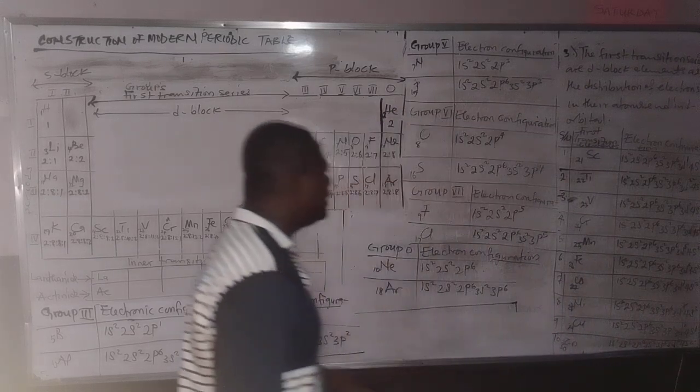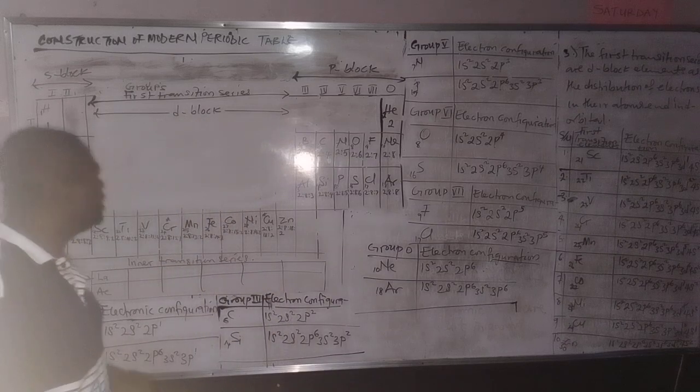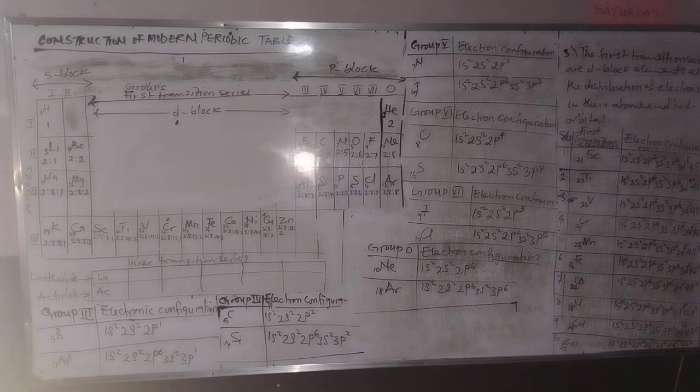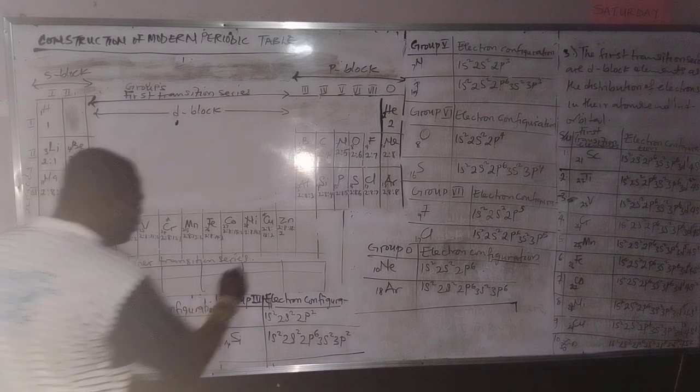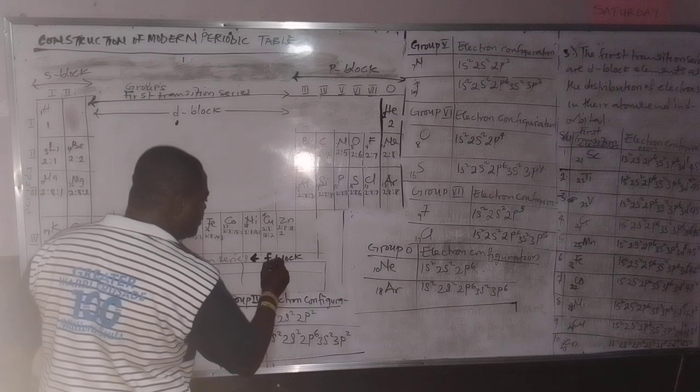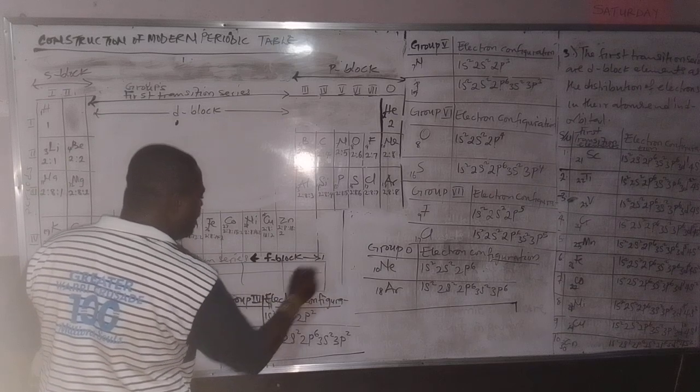So you can see that in transition elements, the first transition elements are called d block because the distribution of electrons in their atoms ends in d orbitals. In lanthanides and actinides, if you write the electronic configuration, you will discover that the distribution of electrons will end at f orbital. That is why they are called f block elements.